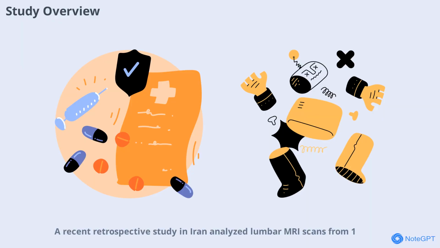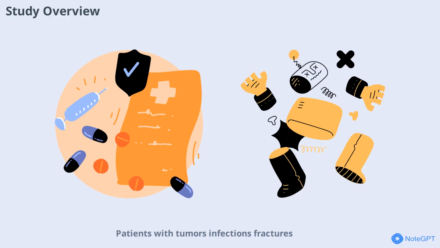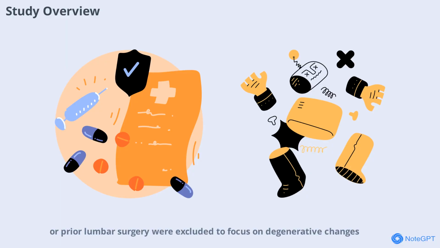A recent retrospective study in Iran analyzed lumbar MRI scans from 1,350 patients with low back pain. The goal was to determine how common Modic changes are and how they relate to other spinal findings and demographic factors. Patients with tumors, infections, fractures, or prior lumbar surgery were excluded to focus on degenerative changes. The study used standard MRI protocols and classified Modic changes into three types based on established criteria.